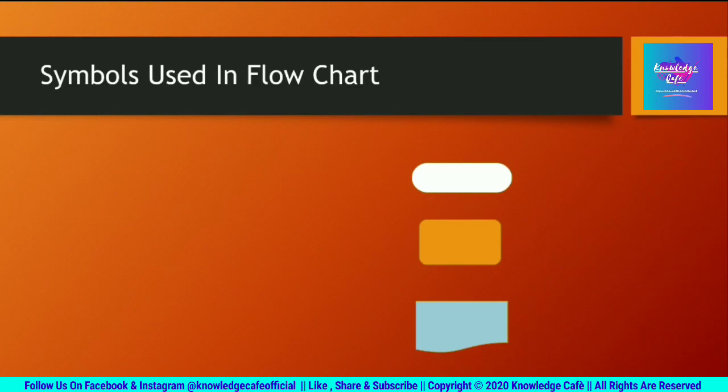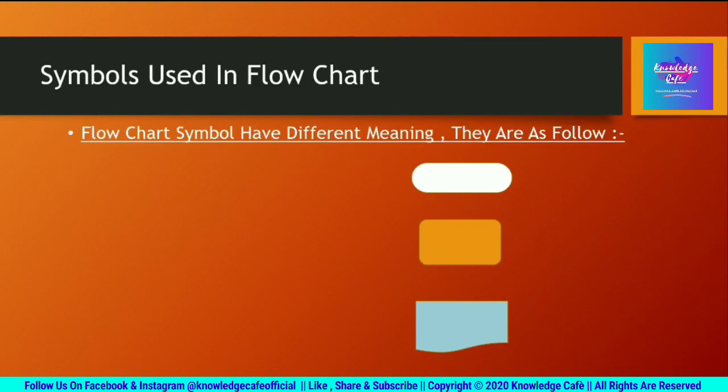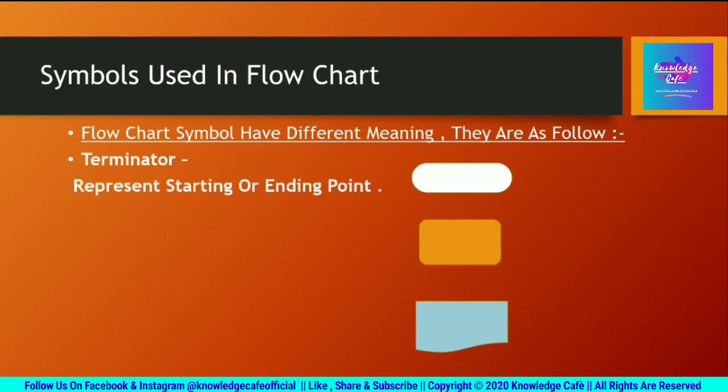Now, what are the symbols used in a flowchart? Let's see. A flowchart has different symbols that have different meanings. They are as follows. First, terminator. It represents a starting or ending point. The terminator is used at the starting point and at the end point.